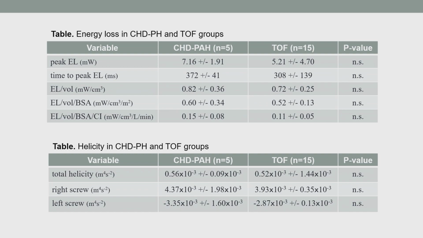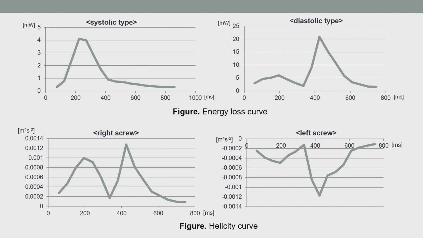Peak energy loss, time to peak energy loss, and total helicity were higher in the CHD-PH group than the TOF group, without significant differences. Peak energy loss value was significantly higher during systole, but was observed during diastole in 8 patients. The combined mean value of helicity was positive, with clockwise predominance in 12 cases.